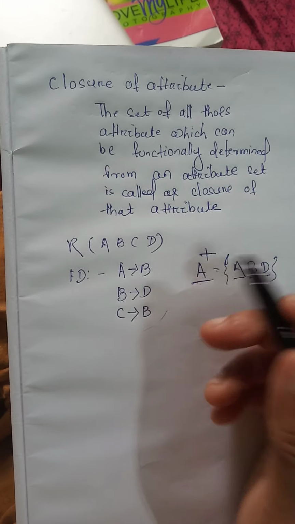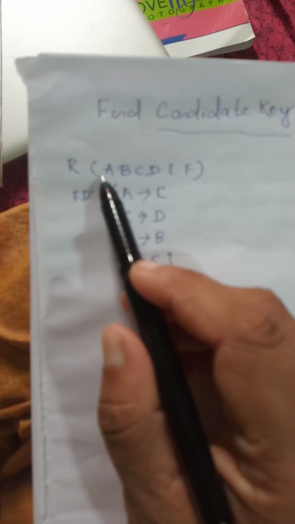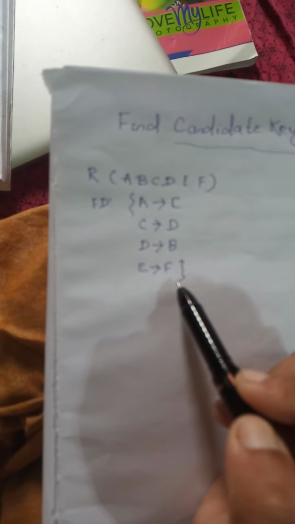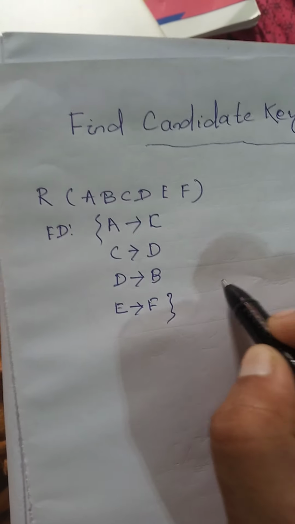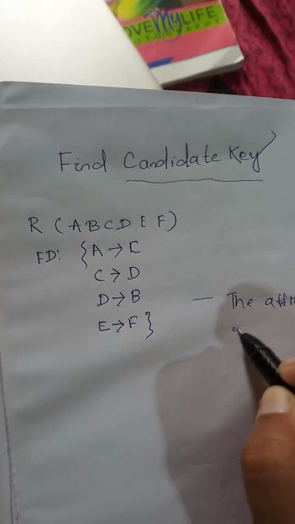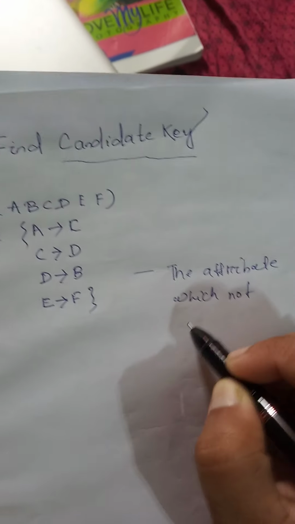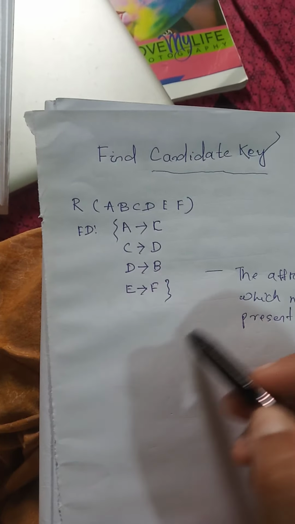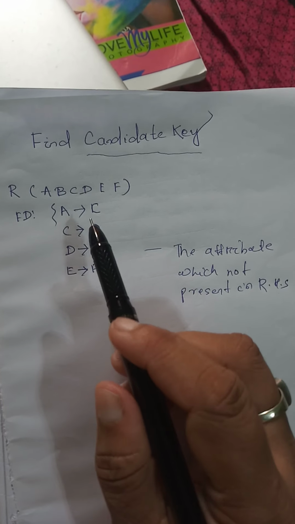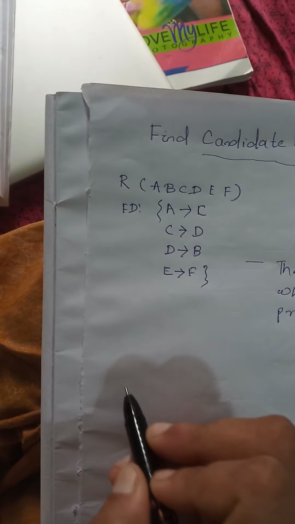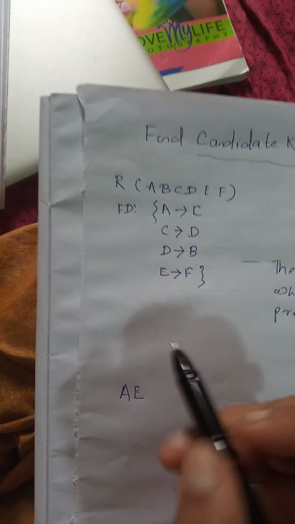Now we have to go to the candidate key. Here the given relation has the attributes A, B, C, D, E, F, and these are the functional dependencies: A to C, C to D, D to B, and E to F. First we have to find out the attributes which are not present in the RHS. From the given functional dependencies, the attributes A and E are not present on the RHS side.